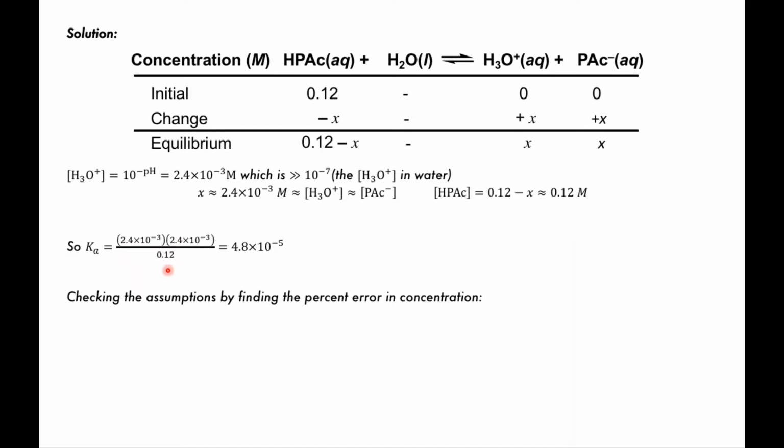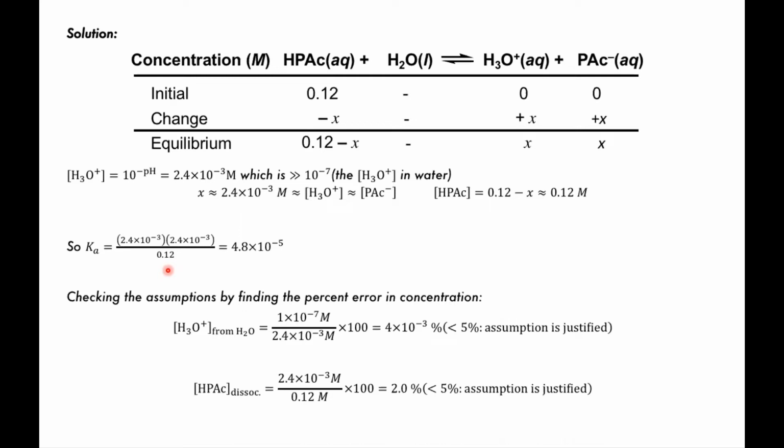So we can then check our assumptions, because this is something that we need to always do to make sure that the assumptions that we made are reasonable. So checking the assumptions by finding the percent error in concentration. So hydronium ion concentration from water is equal to 1 times 10 to the minus 7 molar divided by the amount that we're saying has come from the dissociation, and then multiply that by 100 to get the percent. So that's equal to 4 times 10 to the minus 3. And since that is less than 5%, we have a justified assumption.